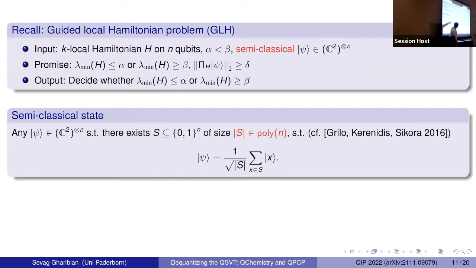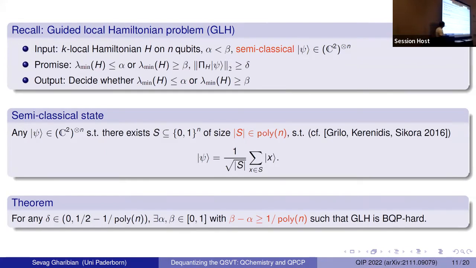Basically that means that all you do is you take a subset S of strings, and you just take an equal superposition over those. The one difference in our paper versus the Grilo et al. paper is that here we demand that the subset size is polynomial, and that way the subset state has poly size to describe classically. That's what we call a semi-classical state. Our claim is that for this guided local Hamiltonian problem, when I give you as a guiding state one of these semi-classical states, and I promise you that it is a very good approximation, with even constant overlap with the ground space, even then this problem is going to be BQP hard. That's the claim.